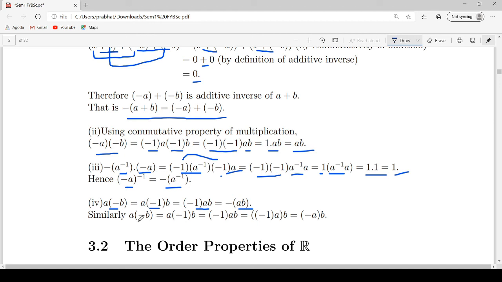Similarly, A into minus B can be written as A into minus 1B. Now minus 1 taken first by using the commutative property, it can be written as minus 1 into AB. Now by using the associative property, I can write it as minus 1 into A times B. But minus 1 into A is minus A. So it is minus A into B. So you have proved A into minus B is same as minus A into B, and it is also same as minus of AB. So that statement is proved.